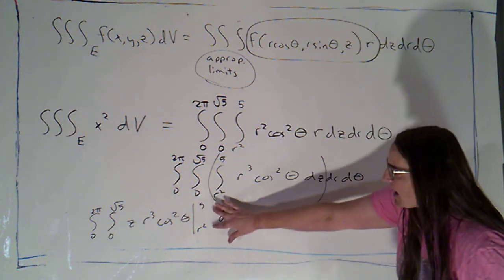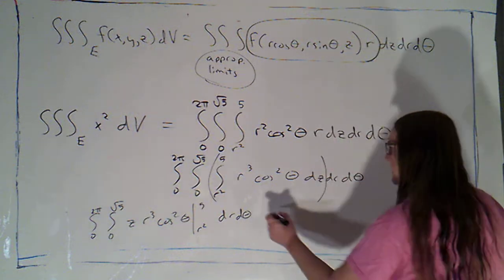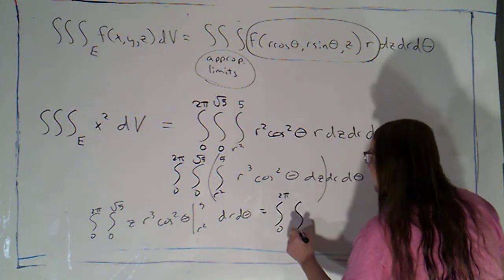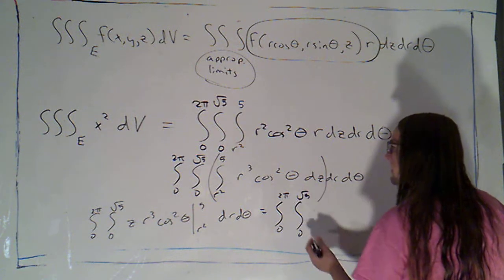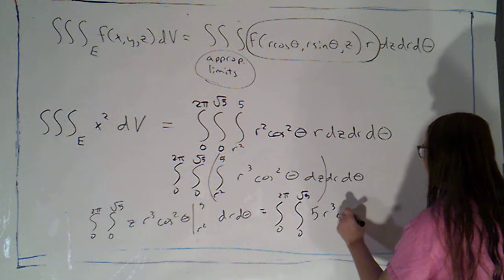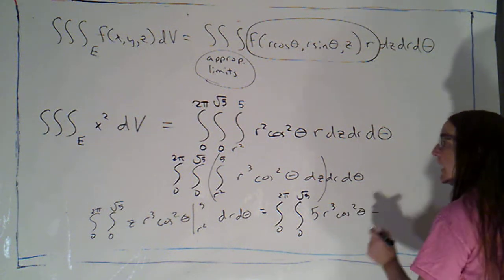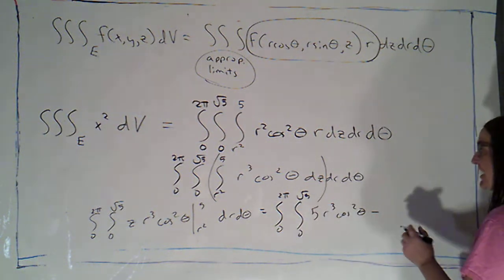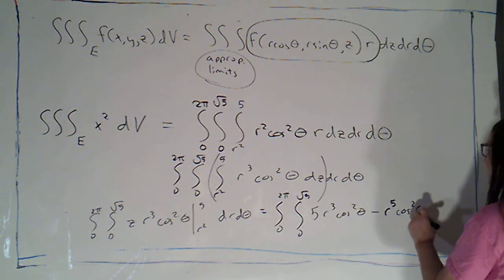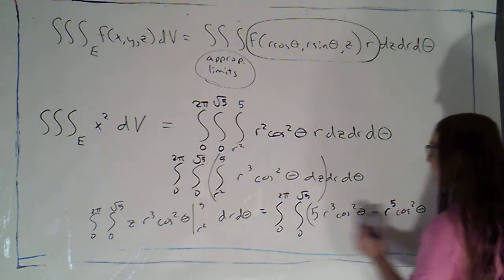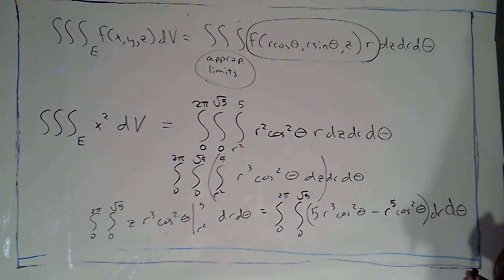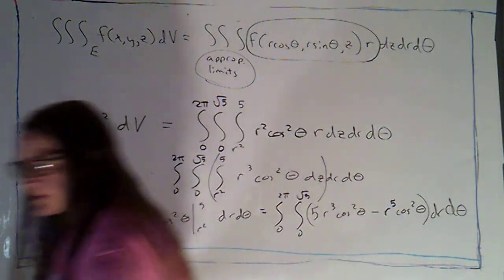So I'm plugging in the 5 and the r squared for z. Okay. So that's going to become the integral from 0 to 2 pi, integral from 0 to root 5 of 5r cubed cosine squared theta minus r squared times r cubed, which would be r to the 5th times cosine squared theta. And all of that we're going to integrate dr d theta. So let me clear some space here.